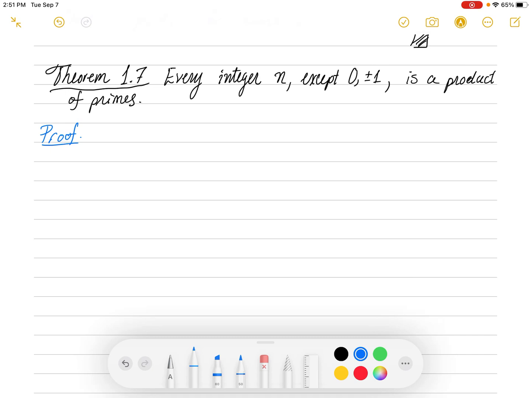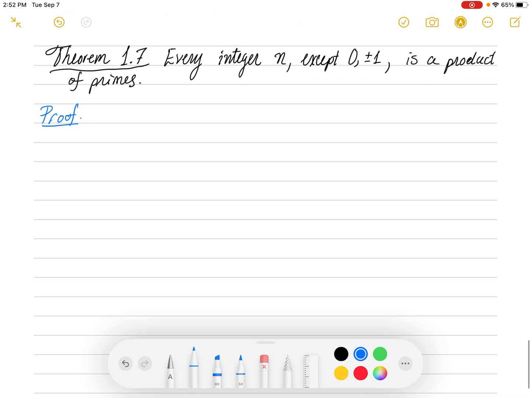Now, there are several forms of the fundamental theorem of arithmetic, and some get really specific and give you a lot of useful information. But we're going to start off with the most general form, sometimes called the number theory form. It says every integer n except 0 and plus or minus 1 is a product of primes. That includes primes themselves. So for example, if your number n were 3, which is a prime, then it would be a product of primes. It just has one prime in its product.